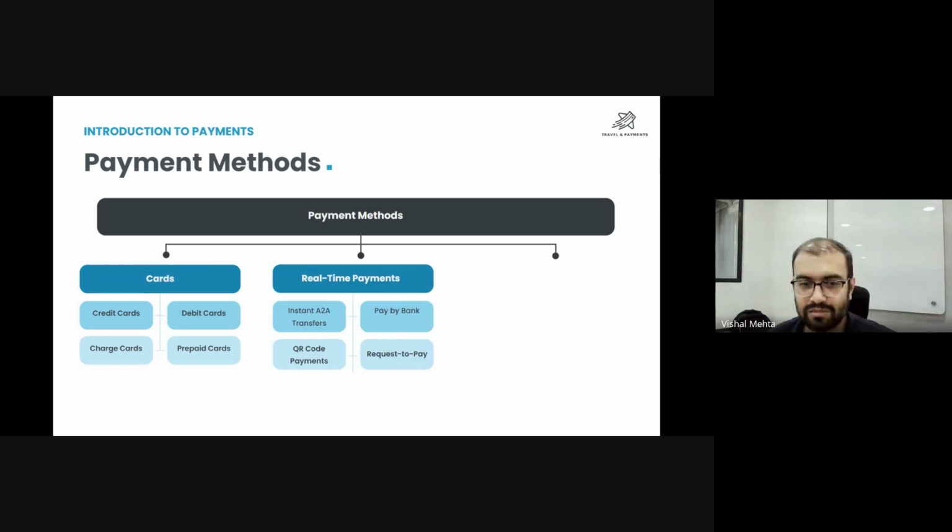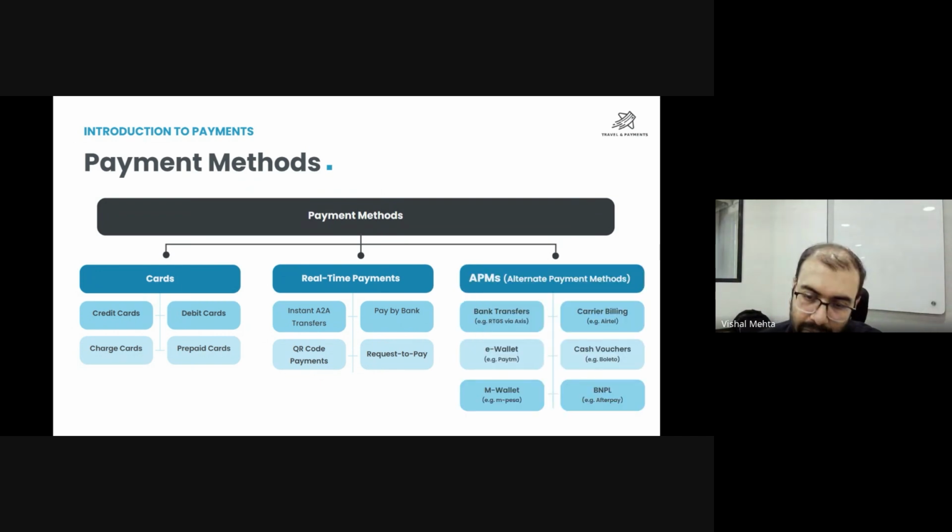Real-time payment methods, instant payment methods, typically UPI in India, PayNow in Singapore, and PayTo in Australia and other places. And then there's, of course, Pay by Bank. Pay by Bank is essentially NEFT, RTGS in India. You have GIRO, FAST in Singapore, and other places, right? QR code payments is one form of instant payments. It's just a different user experience compared to the typical instant A2A transfers. And then we have alternate payment methods.